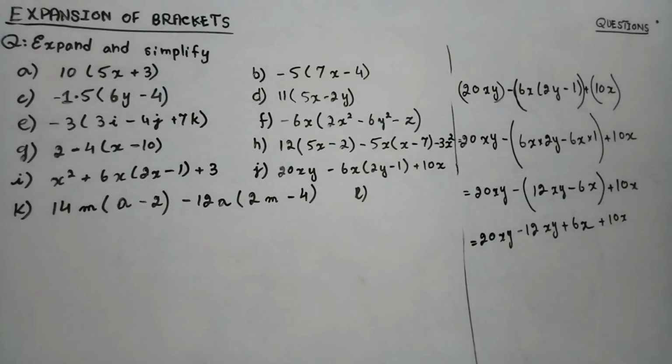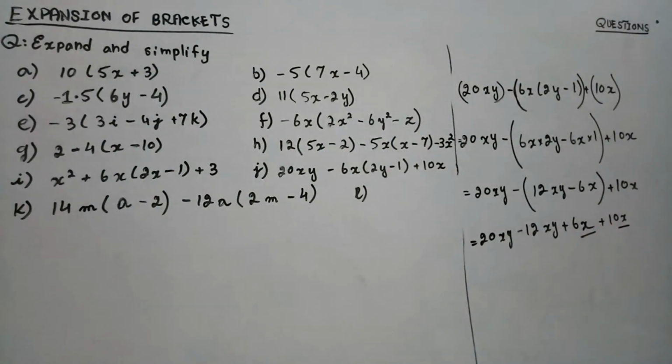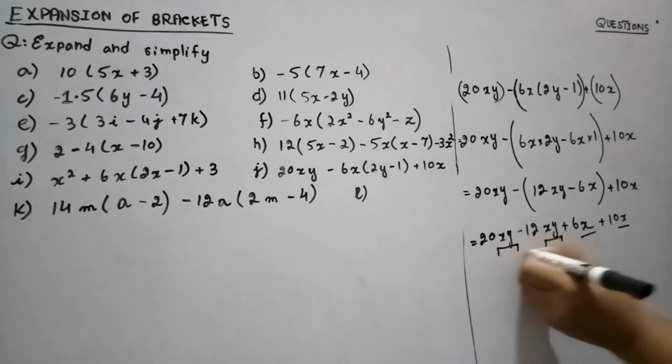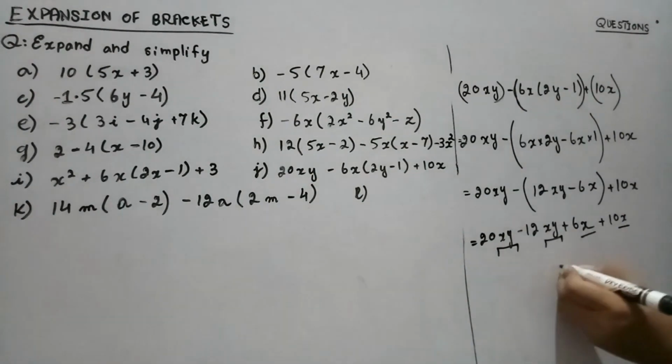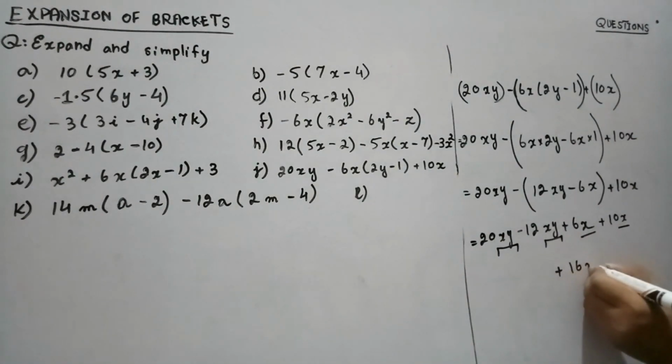Now we can add or subtract the like terms. You can see here we have x, here we have x, here we have xy, here we have also xy. We can say the variables are the same, xy, x and x. So we can add or subtract the like terms. First of all, plus 6x plus 10x will be equal to plus 16x.